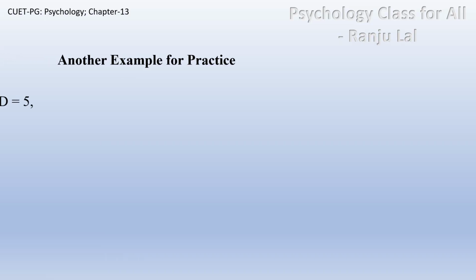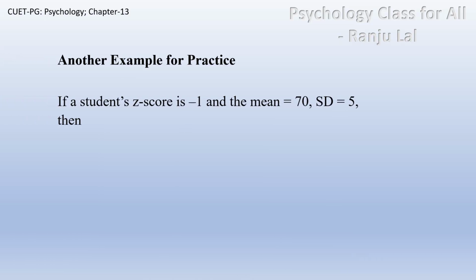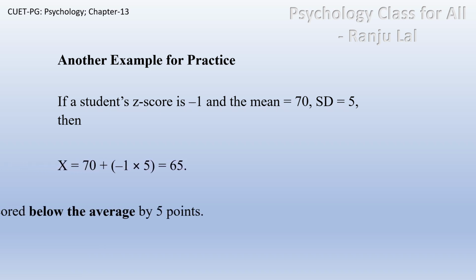Let's take another example for practice. If a student's Z score is minus 1, the mean is 70, and the standard deviation is 5, then the raw score will be 65. This means this student scored below the average by 5 points.